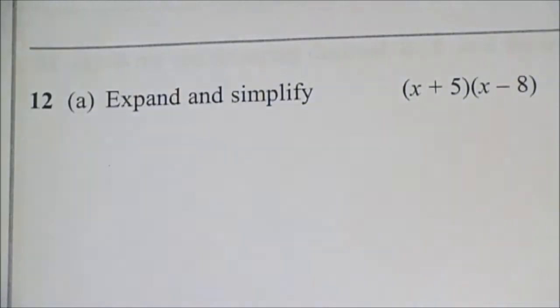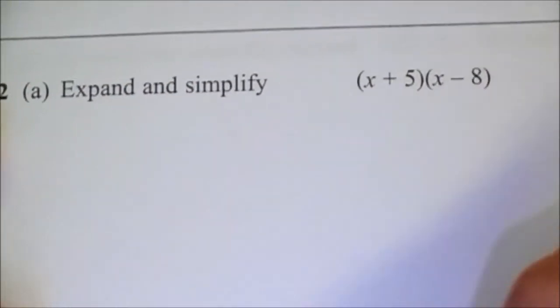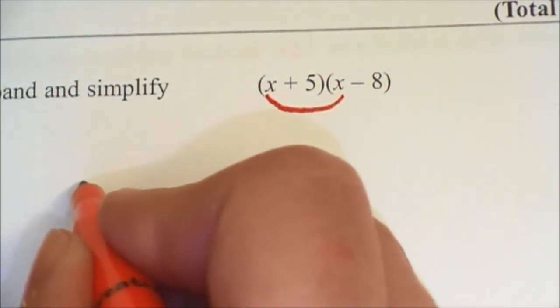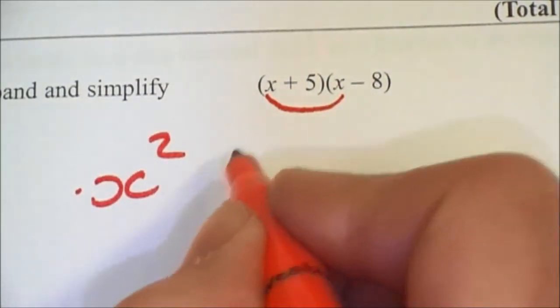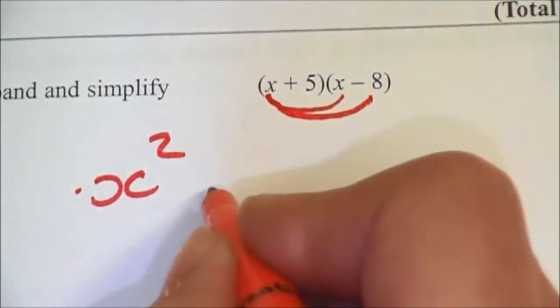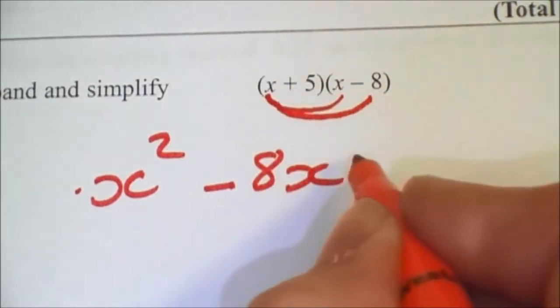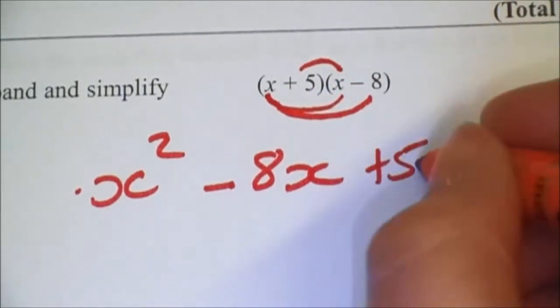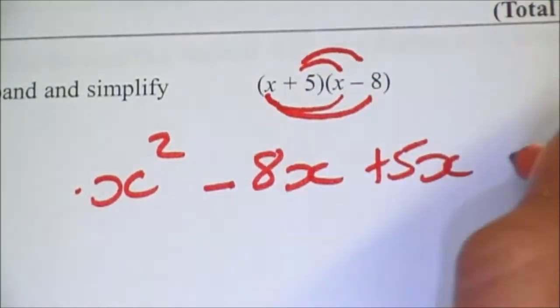Question 12, expanding double brackets, everyone's favourite. So I'm going to put my loops in. I'm going to do x times x, which is x squared. Then x times negative 8, which is negative 8x. Then 5 times x, which is positive 5x. Then 5 times negative 8, which is negative 40.